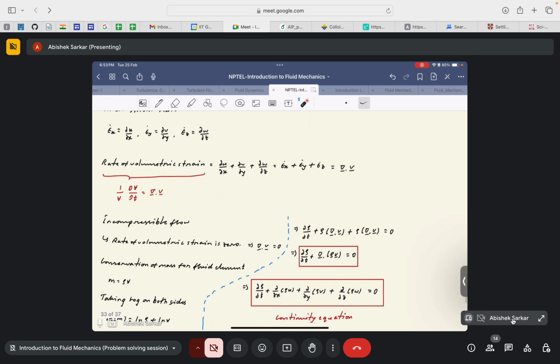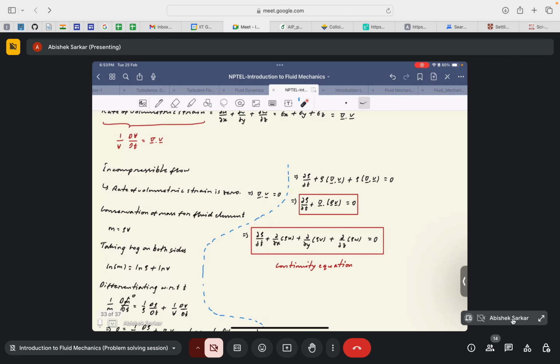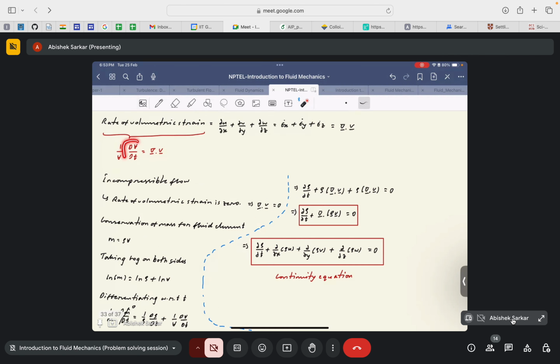The rate of volumetric strain is mathematically defined as this parameter on the left hand side: 1 by V times dV by dt, or the net change of the volume divided by the initial volume. And this is equal to the divergence of the velocity field. Now for an incompressible flow, it basically means that there is no change in the volume of the fluid element. That's what we mean by incompressible flow. So the rate of volumetric strain would be equal to 0. That implies nabla dot V, or the divergence of the velocity field, is equal to 0.